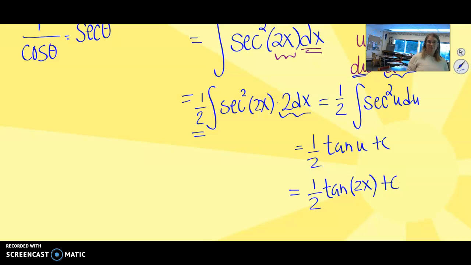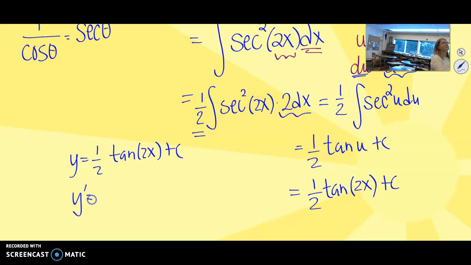So to check your work, you can take the derivative of this function that we just got. Take the derivative of the result here. If I do that, then I should get what I started with, secant squared of 2x. I'm going to leave the 1/2 and multiply by the derivative. Leave the constant, multiply by the derivative of tangent of 2x.